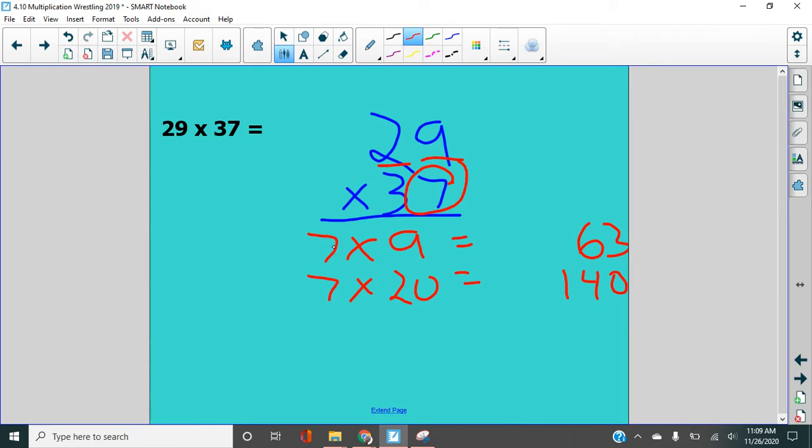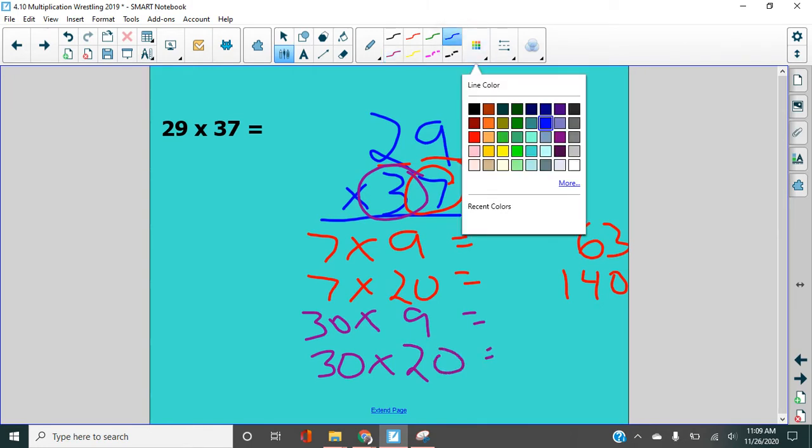Now we switch, right? Now it's time for the 3's turn. The 3 also does the same numbers as the 7, right? Times 9 and times 20. But that 3 is not worth 3. It is worth 30. 30 times 9 and 30 times 20.